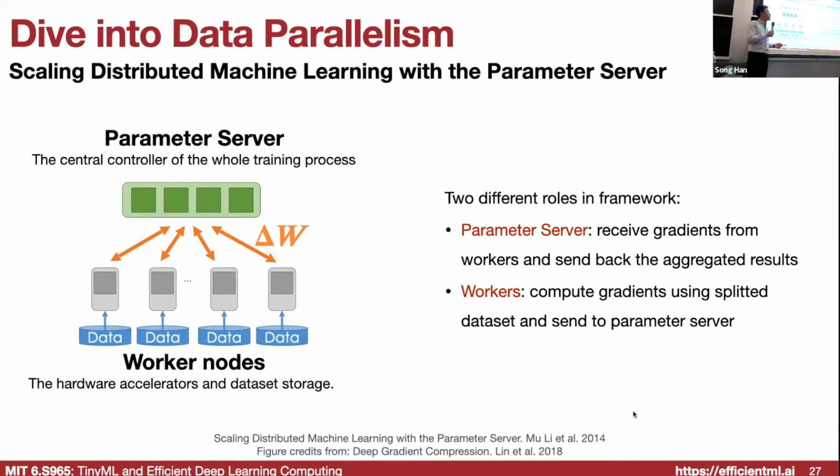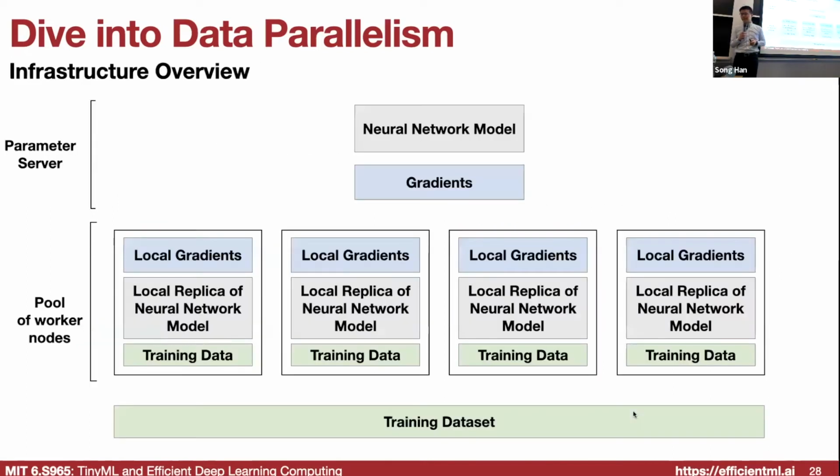There are 2 different roles in the framework. We have the parameter server, which is responsible for receiving the gradients from the workers, and also sending the aggregated weights to each worker. And we have several workers. They are responsible for computing the gradients using their local copy of the data set, and sending the gradient to the centralized server.